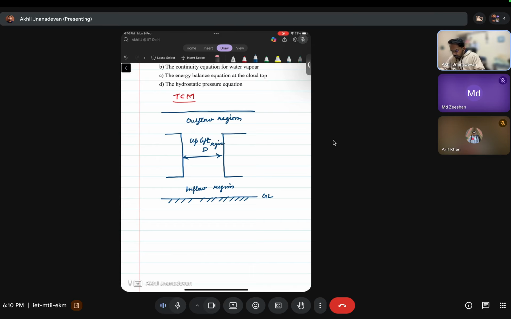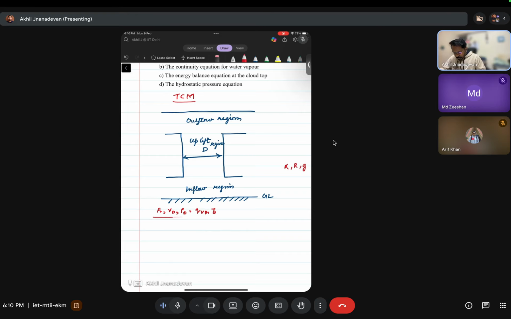Basically, what we know is the pressure value at the surface, the velocity of wind, the density value, the specific humidity value, and the temperature value. All these values we have measured at the surface, right? And we also know the lapse rate of temperature, the gas constant, and gravity. All these constants we also know.